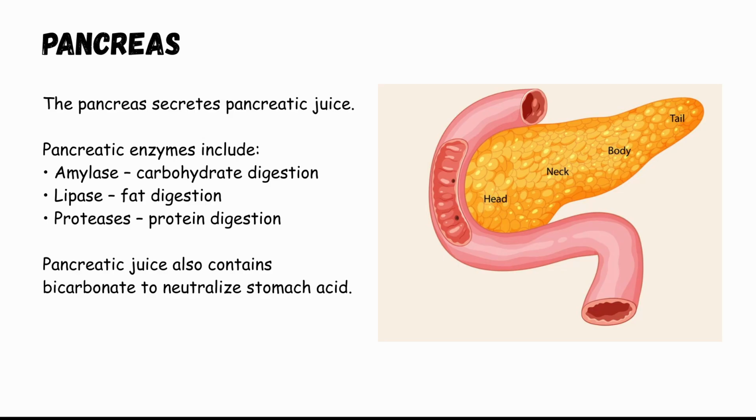Pancreatic juice also contains bicarbonate ions, which help neutralize the acidic chyme that enters the small intestine from the stomach. This neutral environment is necessary for digestive enzymes to function properly.